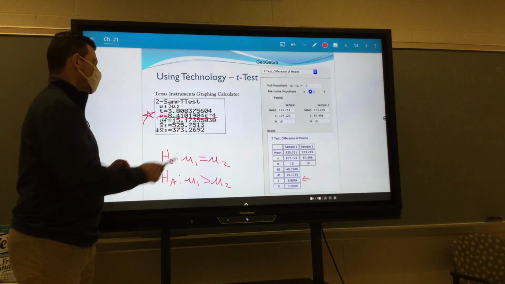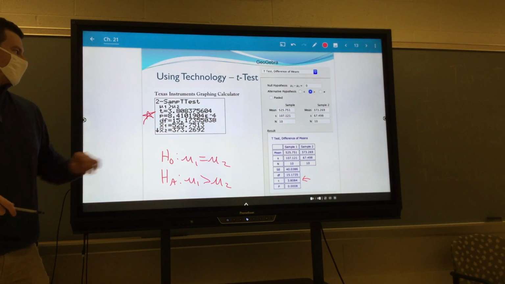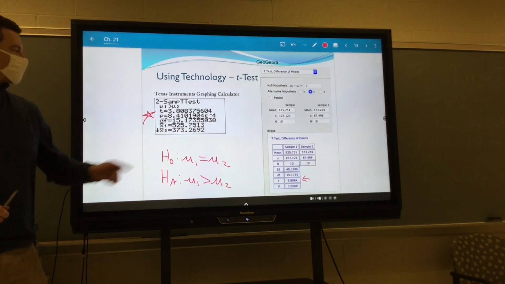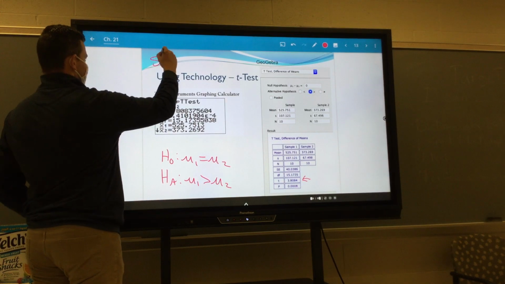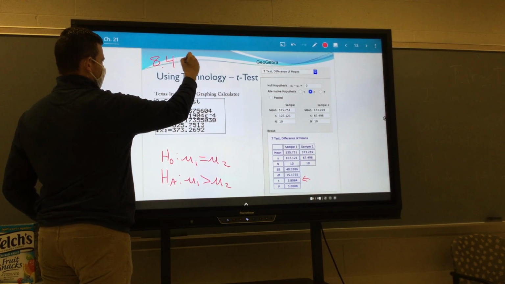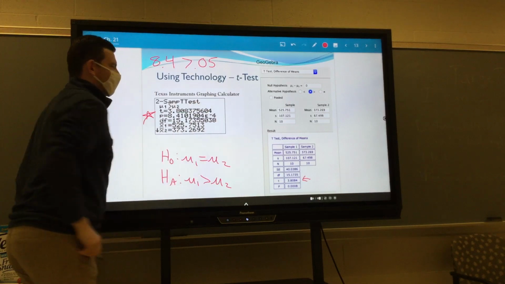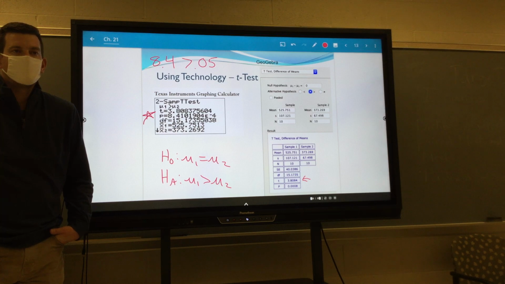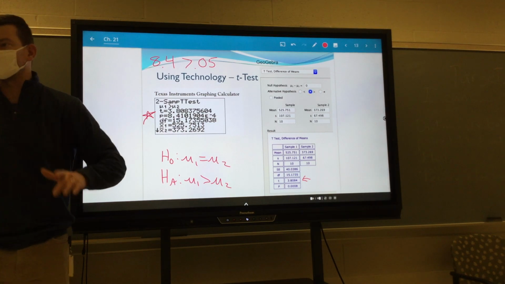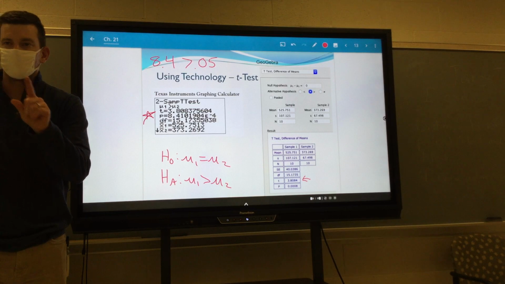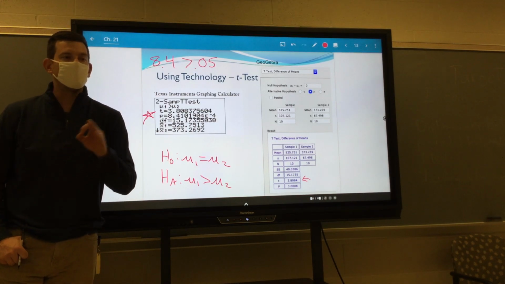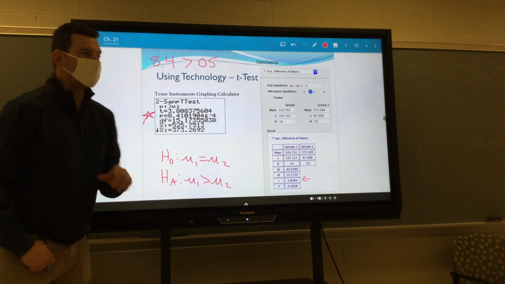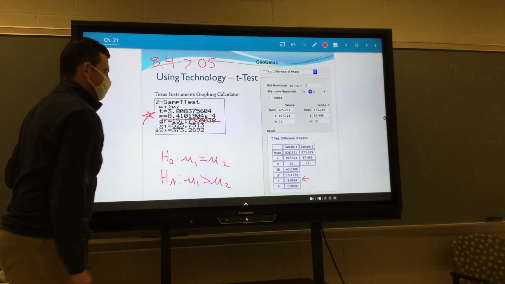I can't tell you how many people I've had over the years go through all the work, and it's done accurately, but they look at this p-value, they say, oh, 8.4 is bigger than 0.05. I fail to reject the null hypothesis. Right? That's wrong on 2 different levels. First off, remember, p is a probability. It cannot be bigger than 1. And it is not. It's so small that it's in scientific notation.